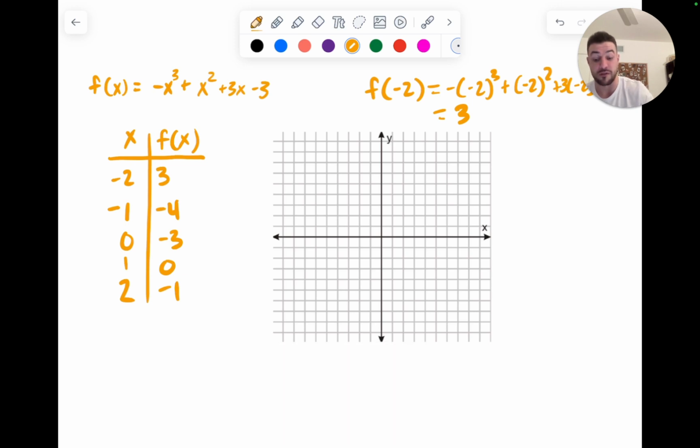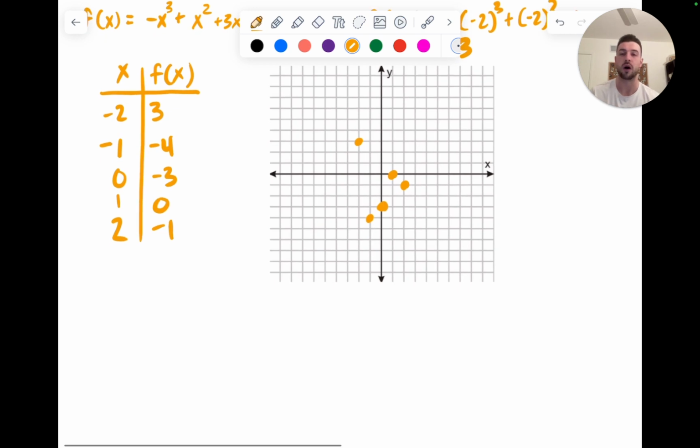So now I'm going to graph those points. We have -2, +3; -1, -4; 0, -3; 1, 0; and 2, -1. All right, so now all we really have to do is connect our points in a smooth curve. Starting anywhere, I can flow through one point into another, and then continue that trend. And that last line at the end there didn't look great, so I'm going to redo this. It's going to look something like this.